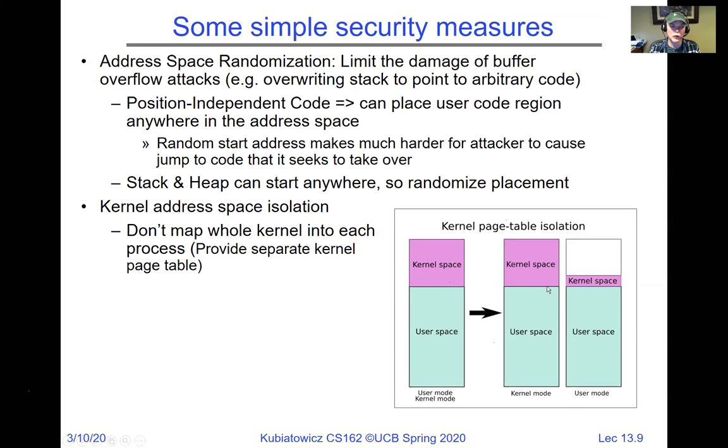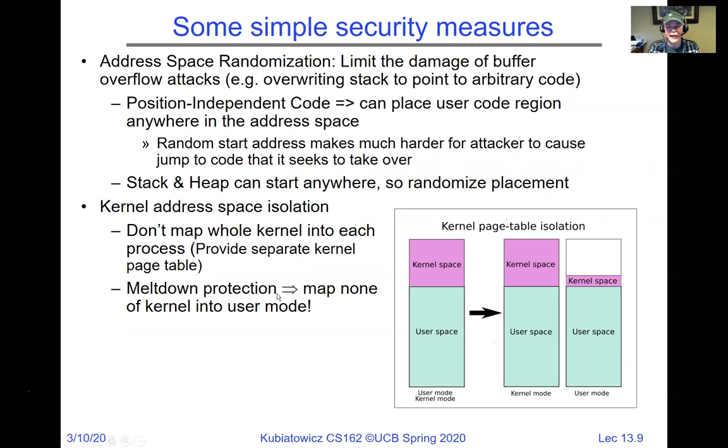And I'm going to show you in a little bit why it's very easy to do something like this, because we can essentially have the same part of the page table that maps user space map in a different kernel, in a different page table for the kernel.